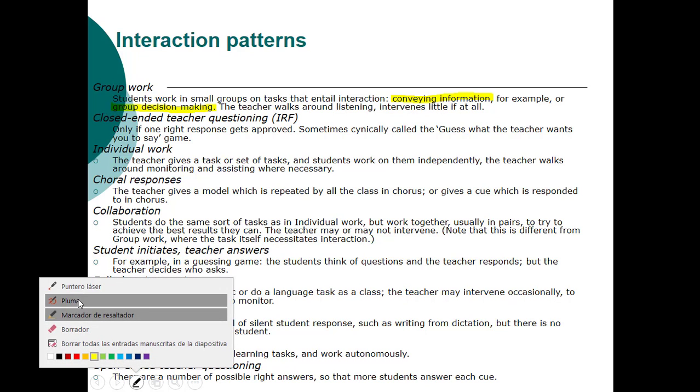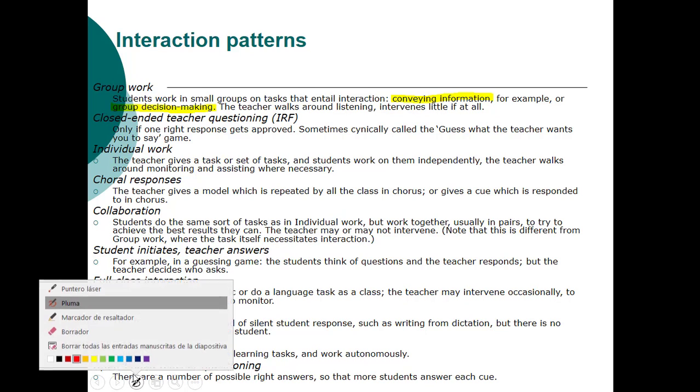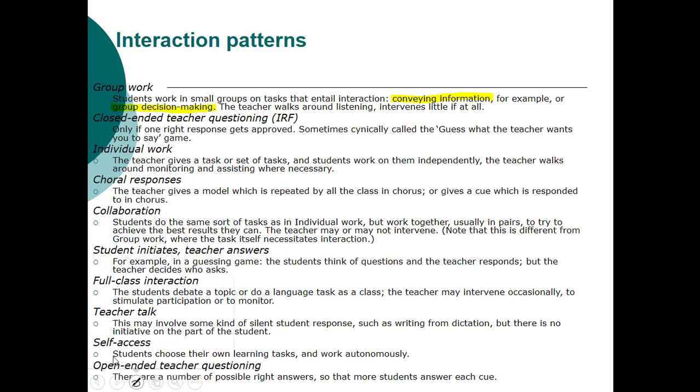Teacher, what's the meaning of closed-ended teacher questioning? Okay, closed-ended teacher questioning, IRF. It's what I usually do. I ask questions. For example, did you understand? That is a closed-ended question. So closed-ended teacher questioning is cynically called this one: guess what the teacher wants you to say.